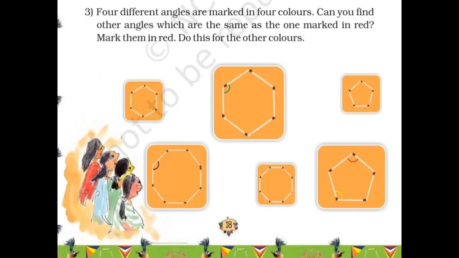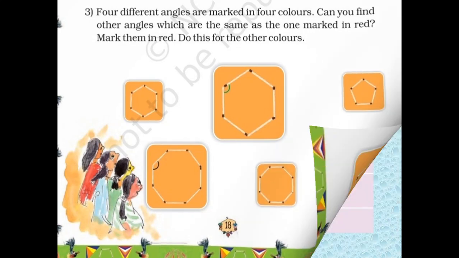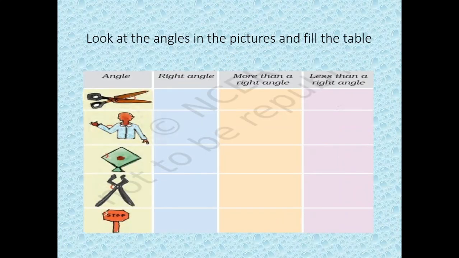Now the next question. 4 different angles are marked in 4 colors. Can you find other angles which are the same as the one marked in red? Mark them in red. Do this for the other colors. Children, read the question again, observe the figures and do this question yourself. Let's go on to the next practice sum.